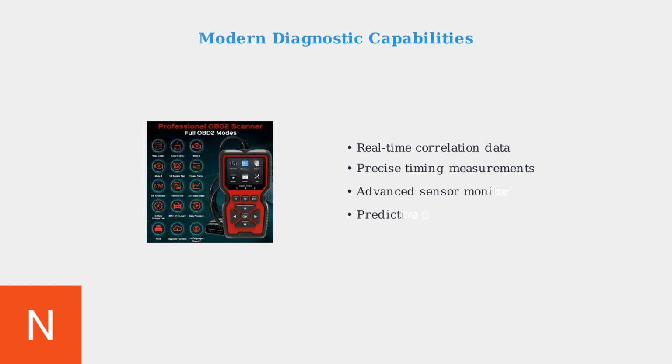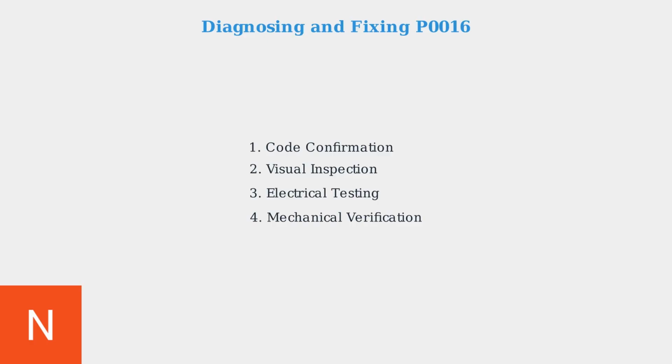Modern vehicles utilize advanced OBD2 diagnostic scanners that provide real-time correlation data between crankshaft and camshaft positions. These sophisticated tools allow technicians to pinpoint timing discrepancies with greater precision than ever before. Diagnosing P0016 requires a systematic approach with 4 key steps: code confirmation, visual inspection, electrical testing, and mechanical verification.